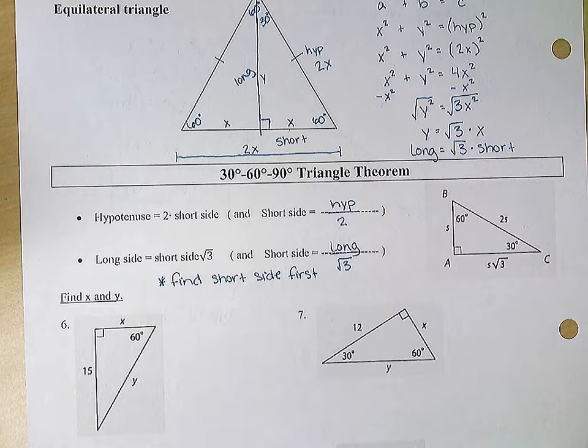Okay, you always need to find the short side first because you need the short side to find the hypotenuse and to find the long side of this triangle. So always find that short side first if it is not given to you. So we're going to do some examples.